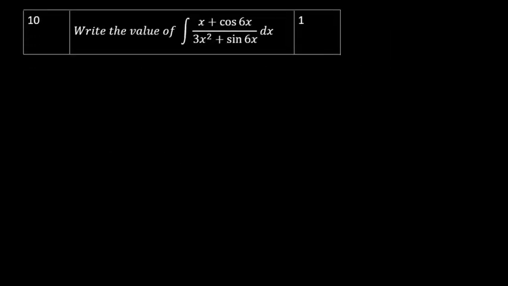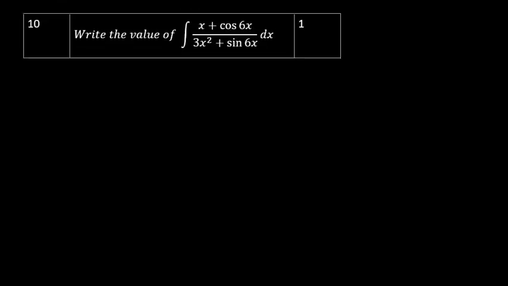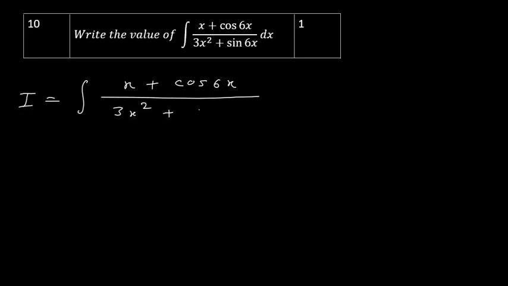Okay, now let us see the final question, the 10th question. Can you give me some hint how we should do this problem? In numerator we have x plus cos 6x and in denominator 3x square plus sin 6x. Your I is equal to the integration of (x plus cos 6x) divided by (3x square plus sin 6x) into dx. This is your problem. Now what do we do here? If we split then also it is difficult because in the denominator we have 2 terms.